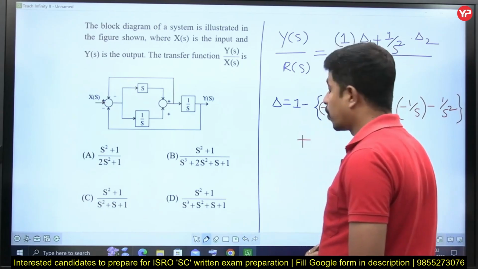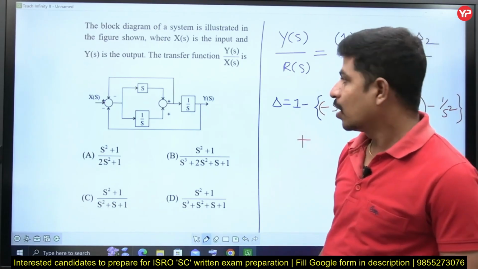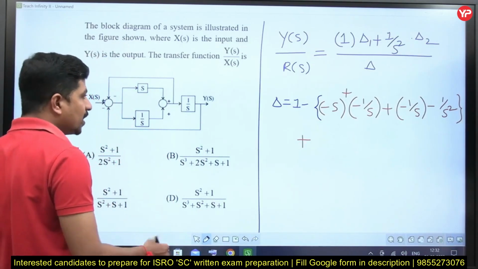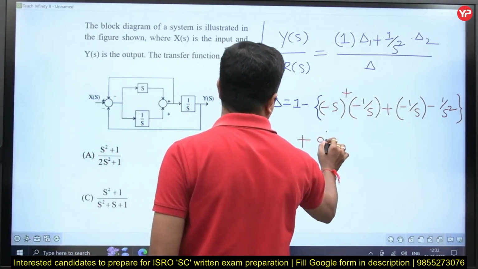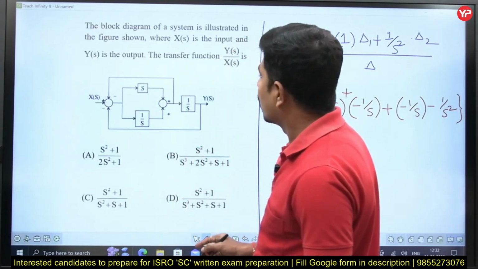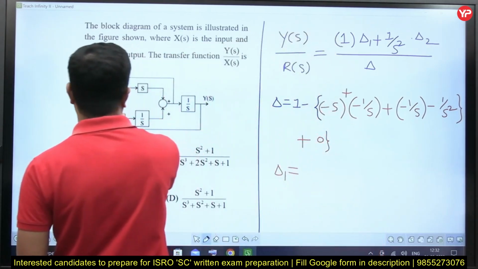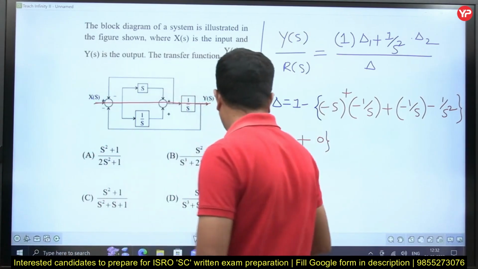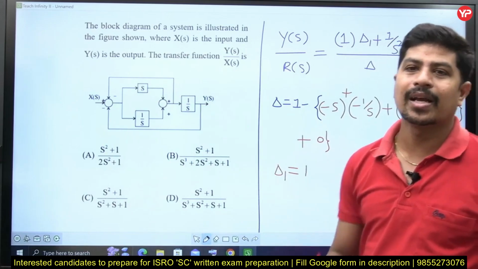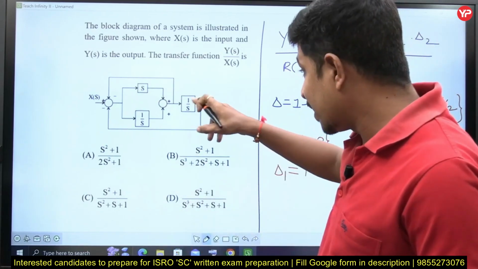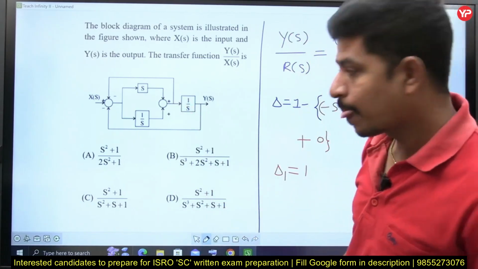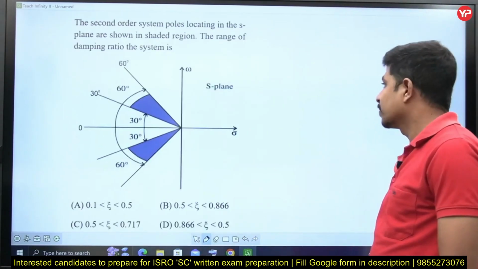Plus the product of 2 non-touching loops. Is there any loop which is non-touching? All the loops are touching each other. That will be 0. Now, delta 1: to the first forward path, I have only one forward path, and all the loops are touching it. Delta 1 is also 1. You can solve it. You are going to get the correct answer. Just substitution. But finding the number of loops and the number of forward paths is very important. Okay. Let's go to the next question now.